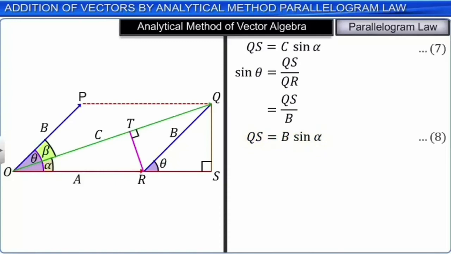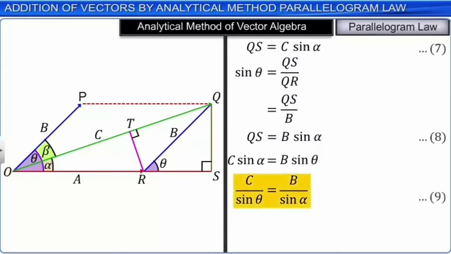Now from equations 7 and 8, we have the expressions for QS. By equating the right hand sides, we have C sin alpha is equal to B sin theta. That is, C by sin theta equal to B by sin alpha. Call it equation 9.